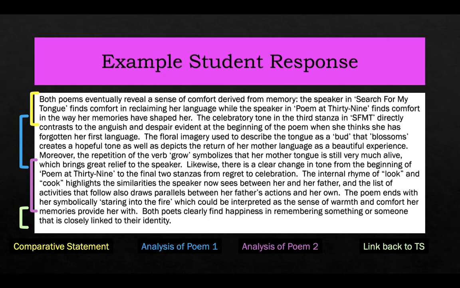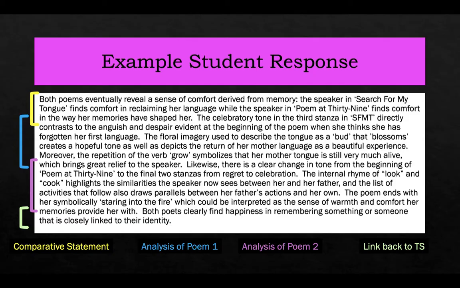It does mean in another paragraph I would have to make sure I talk about form. So I might talk about free verse, for instance. Both poets clearly find happiness in remembering something or someone that is closely linked to their identity. And then I'm linking it back to the topic sentence. And that makes sure, again, that I'm continually comparing.